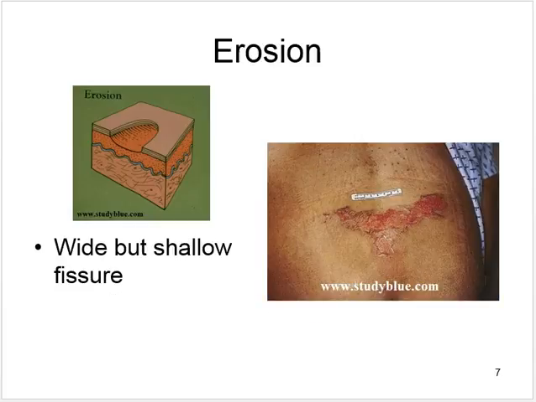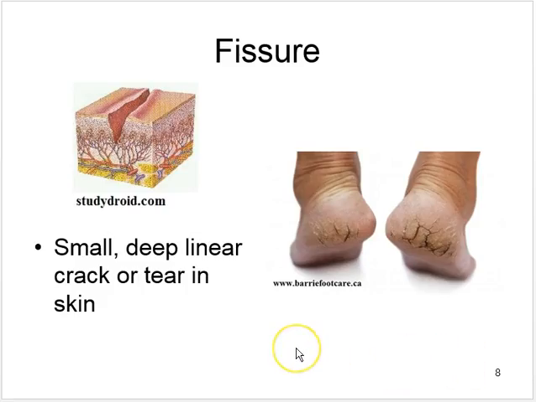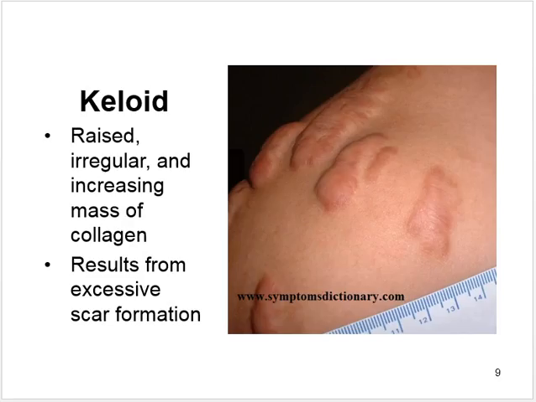Erosion. This is a wide but shallow fissure. And a fissure is a small, deep, linear crack or tear in the skin, and you can see that right here. A keloid is a raised, irregular, and increasing mass of collagen. Results from excessive scar formation.